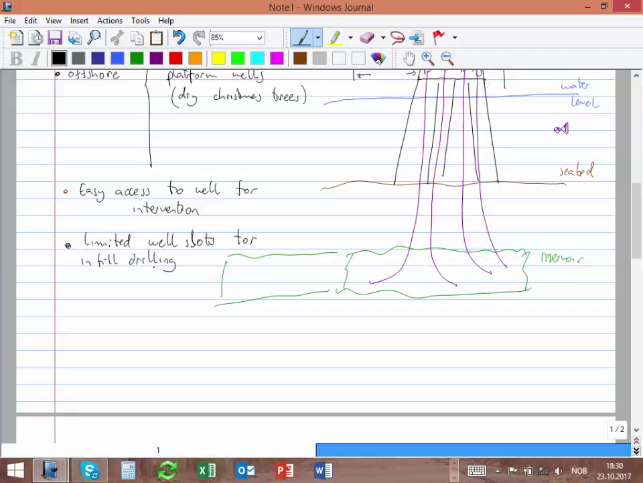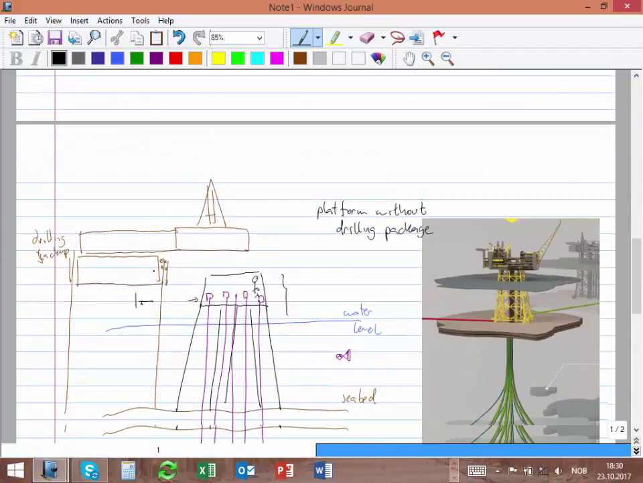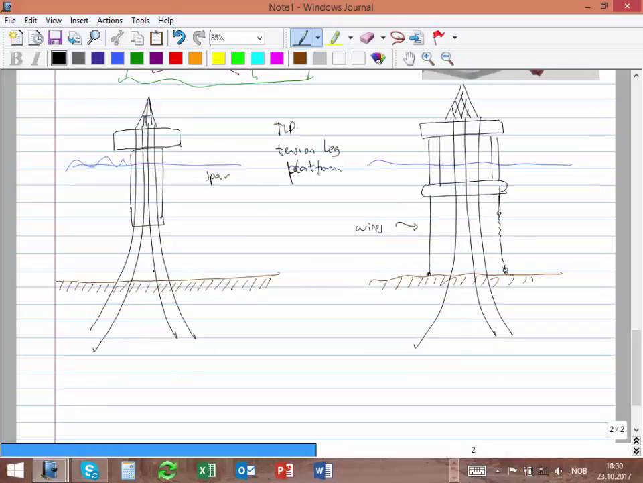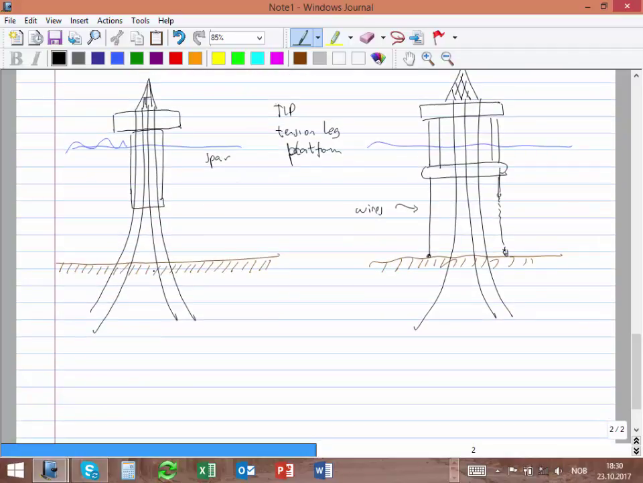After I have designed my field and I'm starting to produce, I discover that there was some area that I really didn't manage to empty. So then I drill another well to try to improve the recovery factor of the field. Okay, TLP, spar, some names. And these are limited. These are very common in the Gulf of Mexico, where many American companies are working.